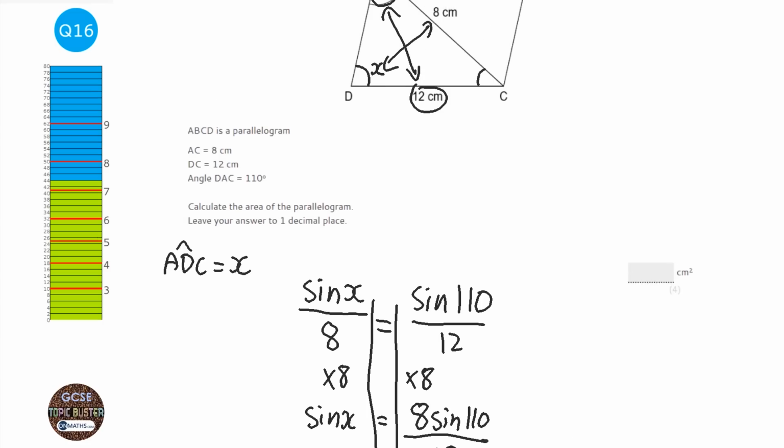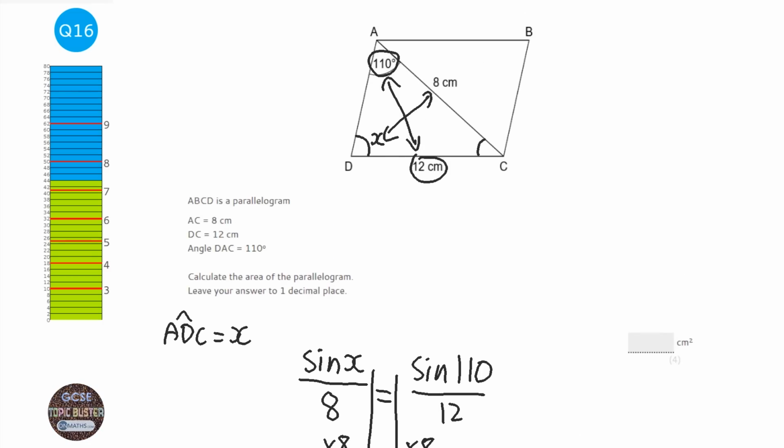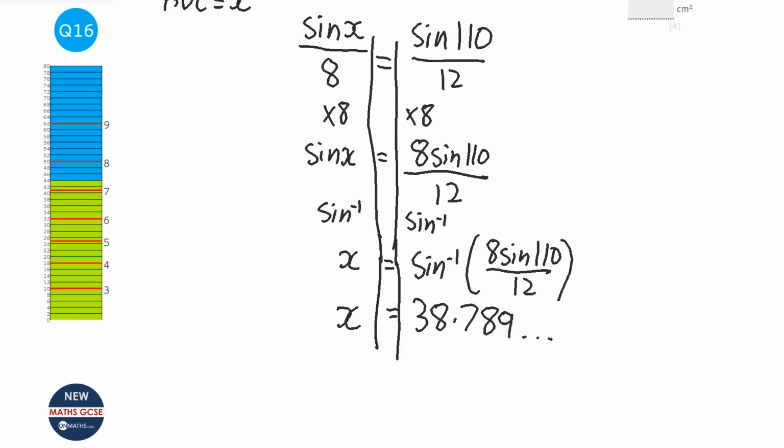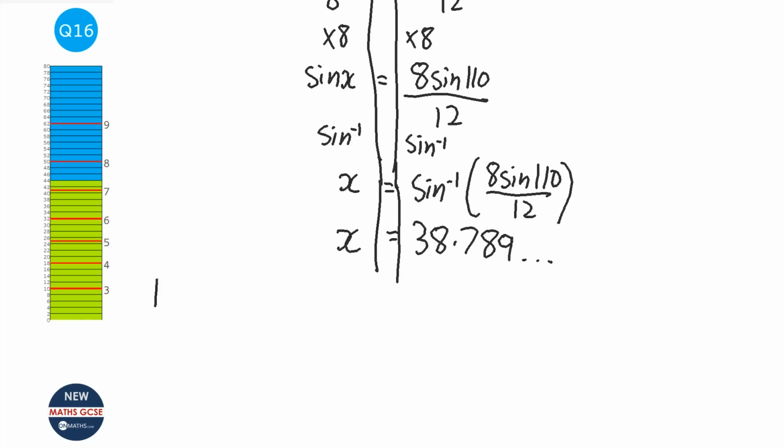Now I want to keep the accuracy if I can, so I'm going to keep that in my calculator. Then what I'm going to do is add that to the 110 to work out what this angle here is, and I'm going to call that y. So what is this? ACD. I'm going to tell the examiner that ACD I'm going to call y, just to make it a bit easier.